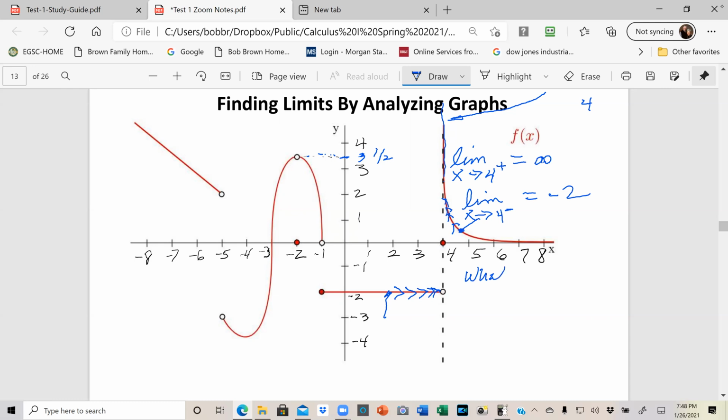Now, what is the answer to the question, what is the limit as x approaches 4, irrespective of side? It does not exist. Exactly right. By the way, notice f of x should be right here. Does not exist. Okay. Well, that takes care of 4.